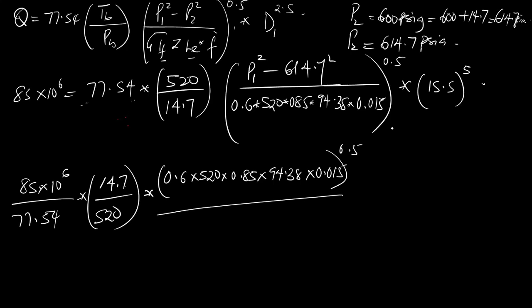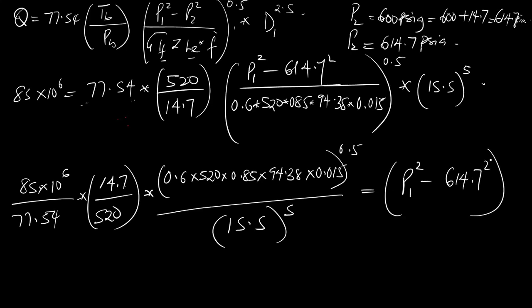Now we'll divide both sides by this, so that the whole thing will go out from the right hand side. So we have 15.5 all raised to power 5. So we're now left with only p1 square minus 614.7 square, all raised to power 0.5. Sorry, here we made a mistake. This is 2.5. I wrote 5 here, so that was why the answer was not coming out.